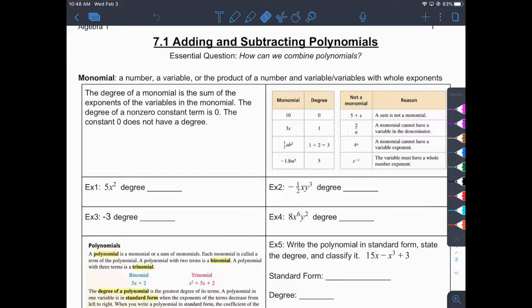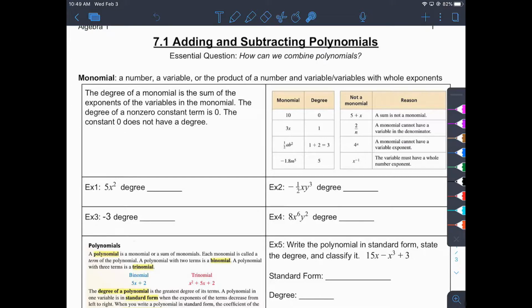So this video is going to focus in on monomials, but it's the idea of building up to adding and subtracting of polynomials. So what is a monomial? Well, first, it could be just a number, it could be a variable, or even a product of a number and variable, or variables. It could have more than one variable. Product means multiplication. But the idea is it also needs to have whole exponents. Okay, it can't be fractional exponents, it can't be negative exponents, it has to be whole number exponents.